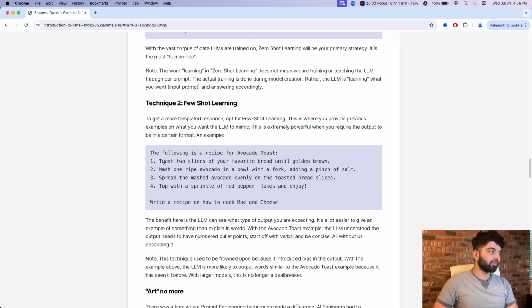Start off with verbs, add some adjectives, but keep it concise. There's so many little things here. It's much faster, much quicker for us to just give it an example of what we're expecting and then ask the LLM to just mimic that same format.